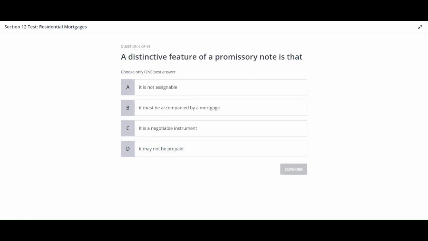Okay, question number 6. A distinctive feature of a promissory note is that: A. It is not assignable. B. It must be accompanied by a mortgage. C. It is a negotiable instrument. D. It may not be prepaid. Alright, make your selection now.